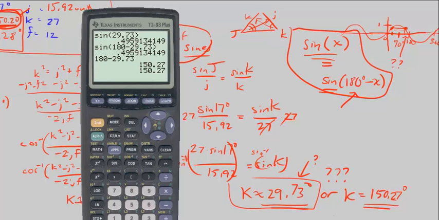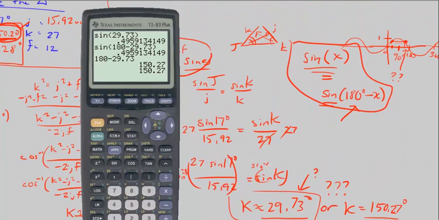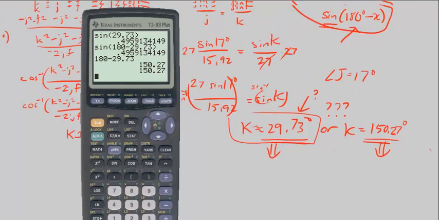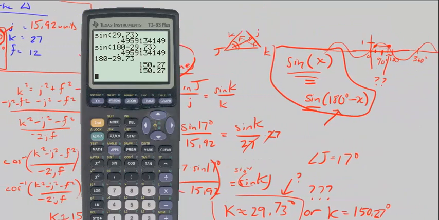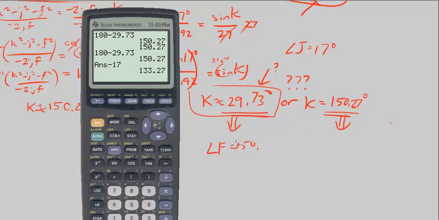So we get basically two possible answers from the law of sines: this K or this K. Well, this K gives us different values for angle F. We know for sure angle J is equal to 17 degrees, because that's what we're given. If angle K is 29.73, then 180 minus 29.73 gives 150.27. Oh, we forgot to subtract 17. So angle F would be equal to 133.27 degrees.